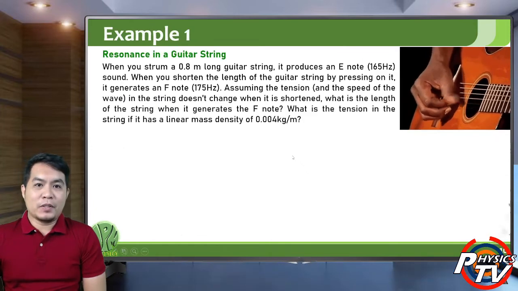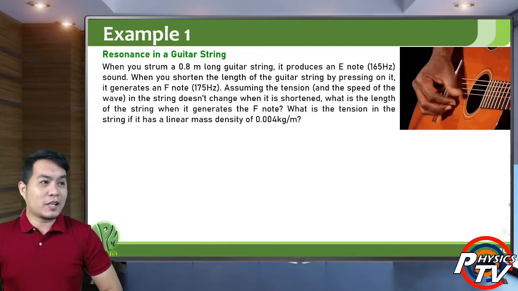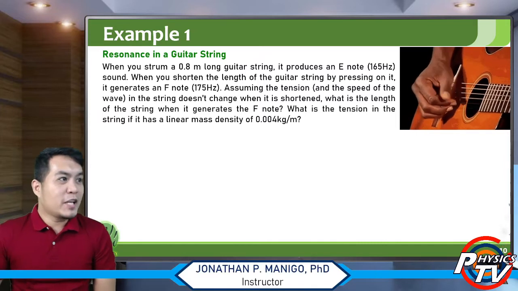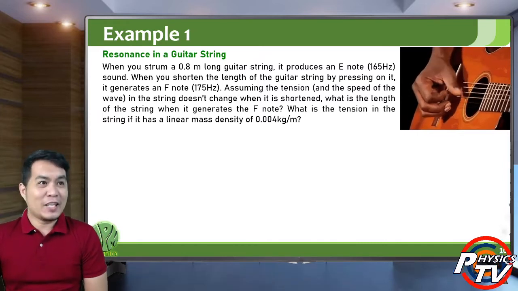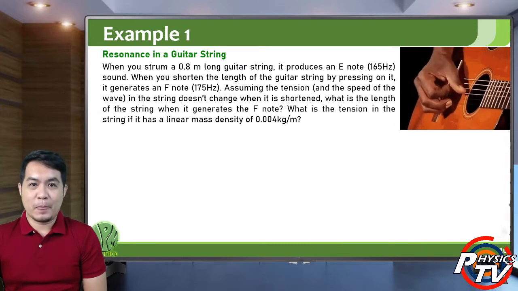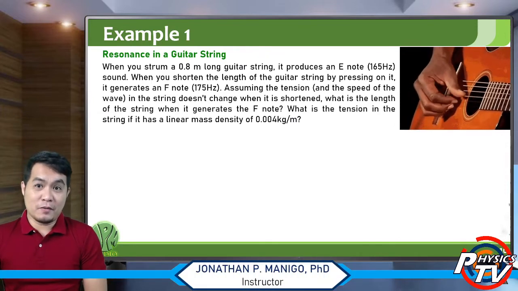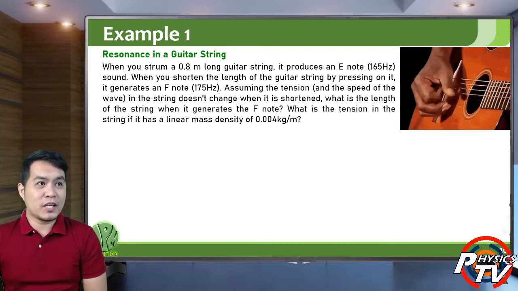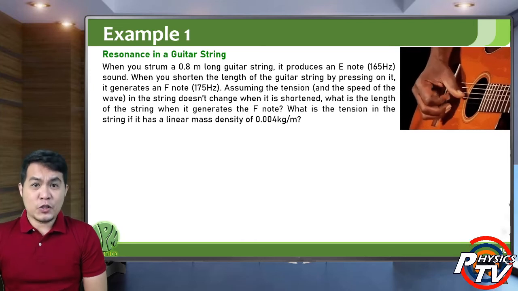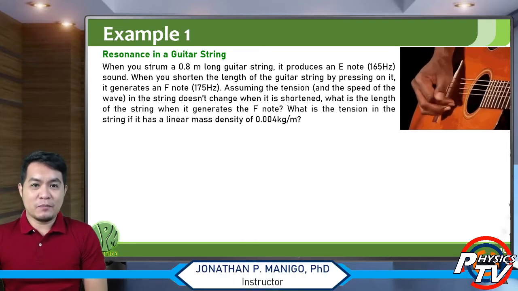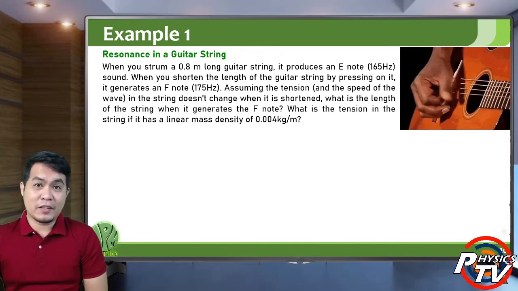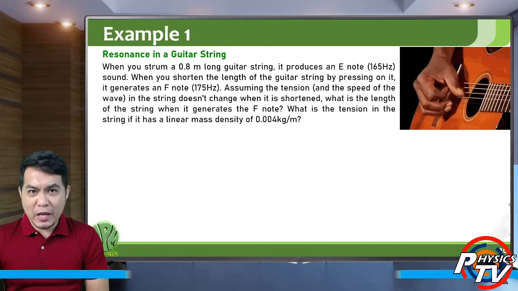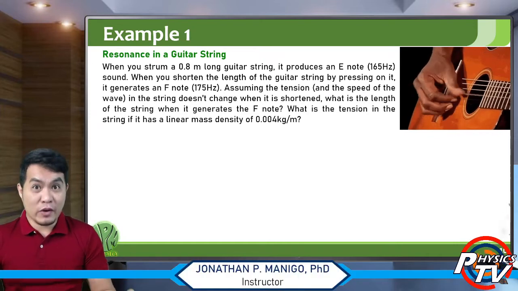So let's have an example. This is resonance in a guitar string. When you strum a 0.8 meter long guitar string, it produces an E note. An E note is 165 hertz in frequency. So this is the fundamental frequency of a guitar string 0.8 meters long. When you shorten the length of the guitar string by pressing on it, it generates an F note, which is a higher frequency, 175 hertz. So actually, that's how you make music, and that's how you make harmonics in a guitar.